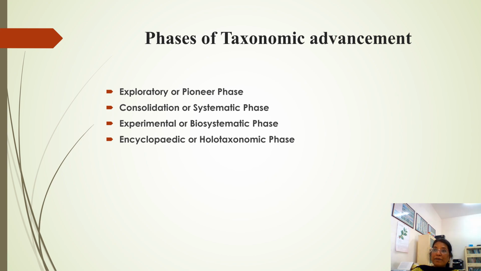Third, the experimental or biosystematic phase. During this phase, the herbarium records and variation studies are complete. In addition, information on biosystematics, that is, studies on transplant experiments, breeding behavior, and chromosomes, is also available.